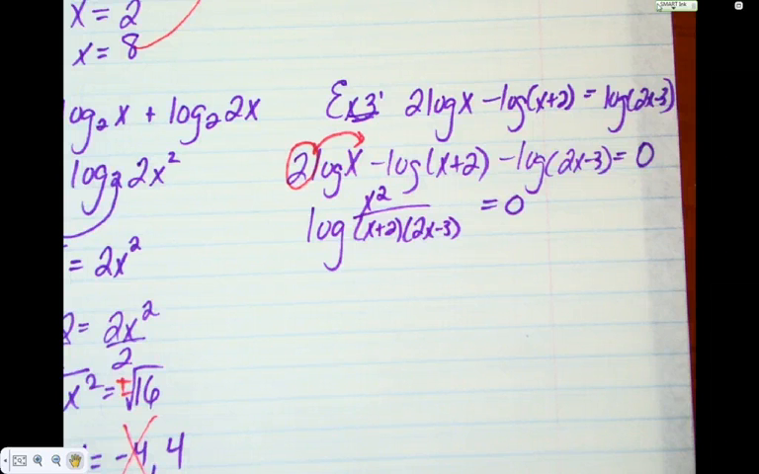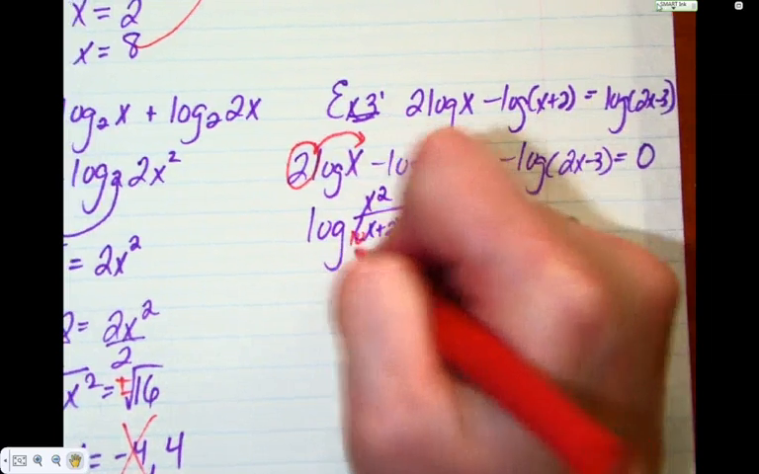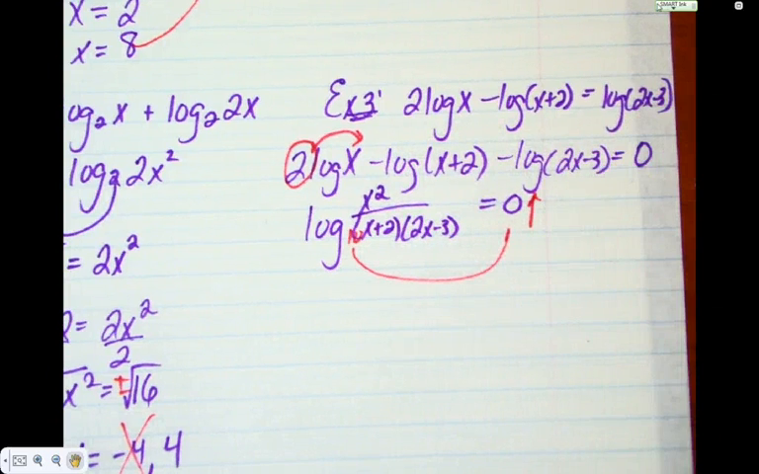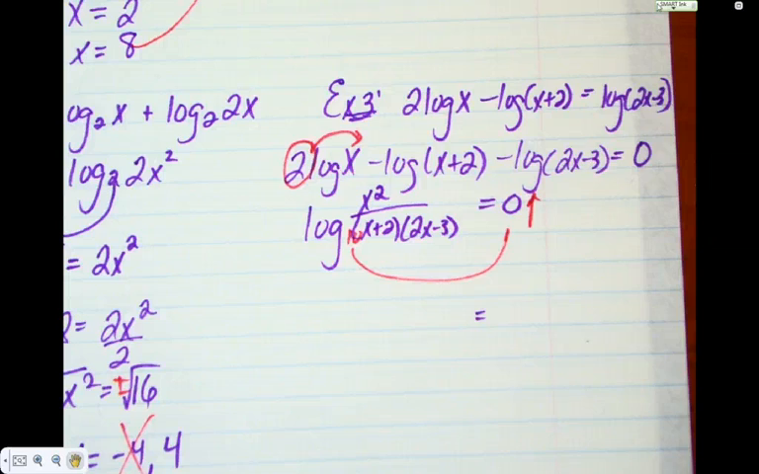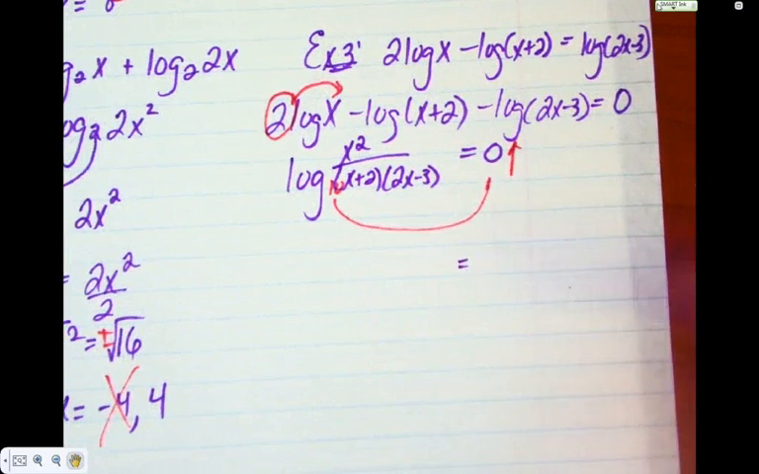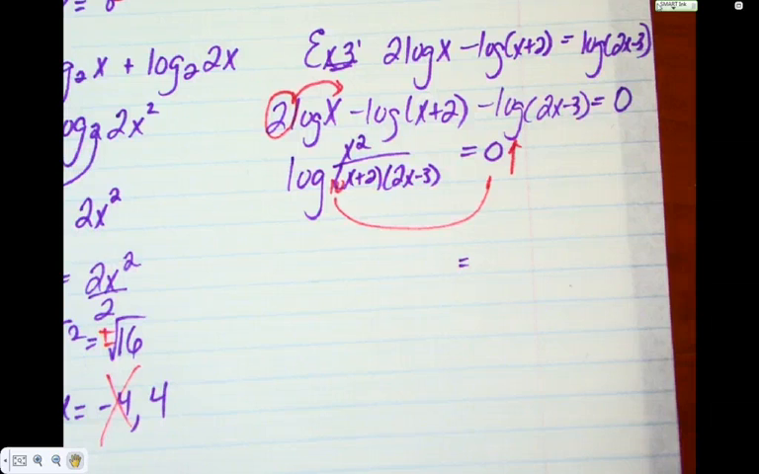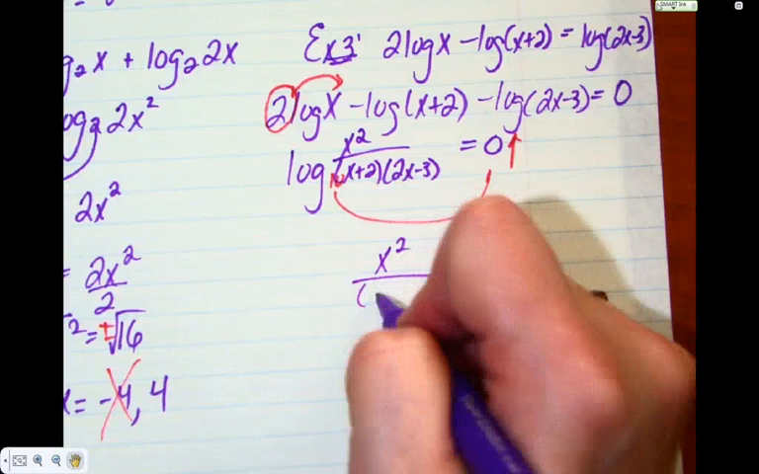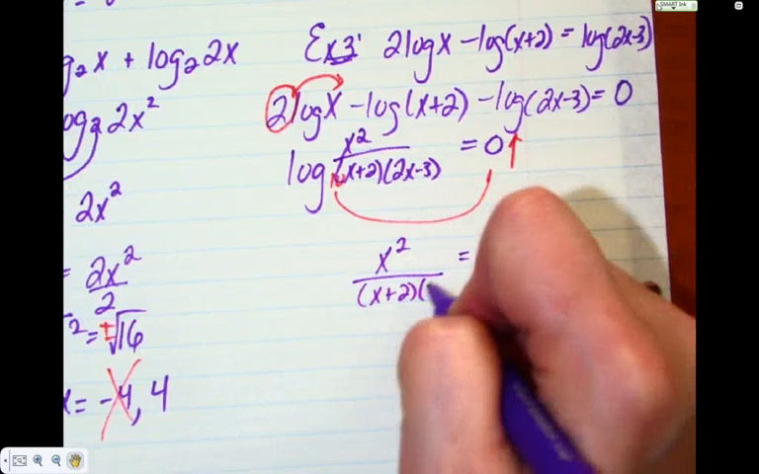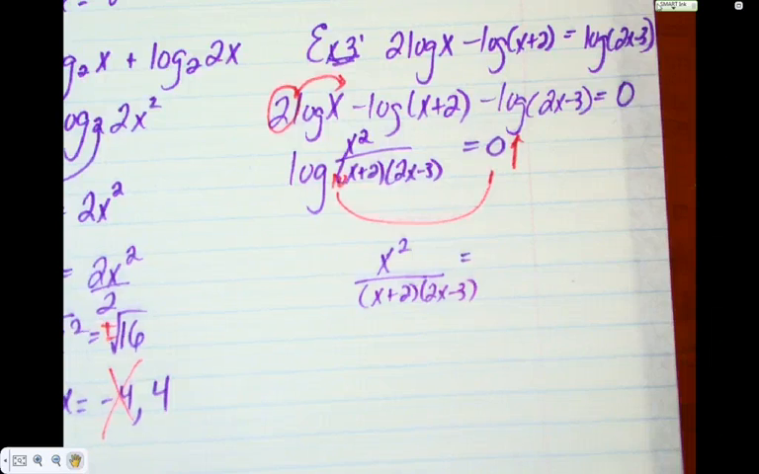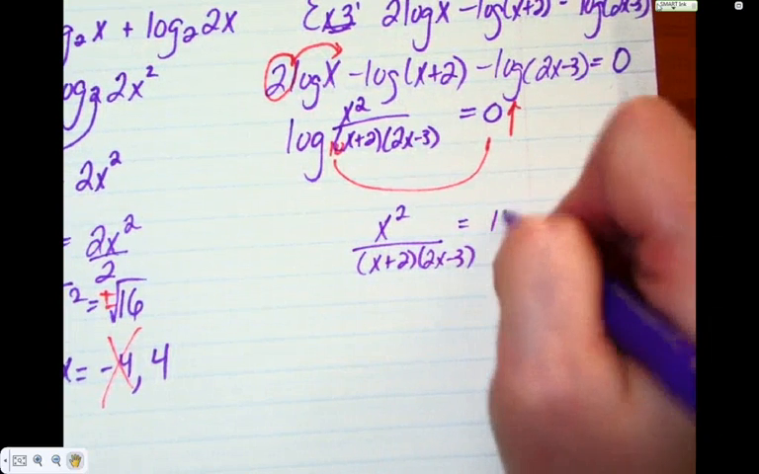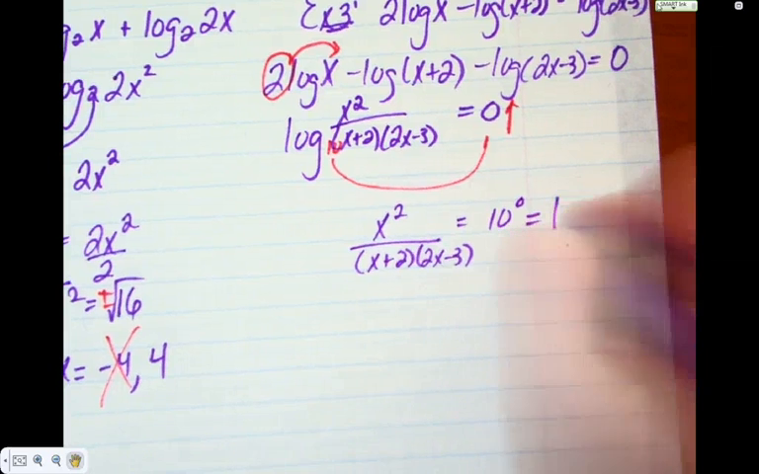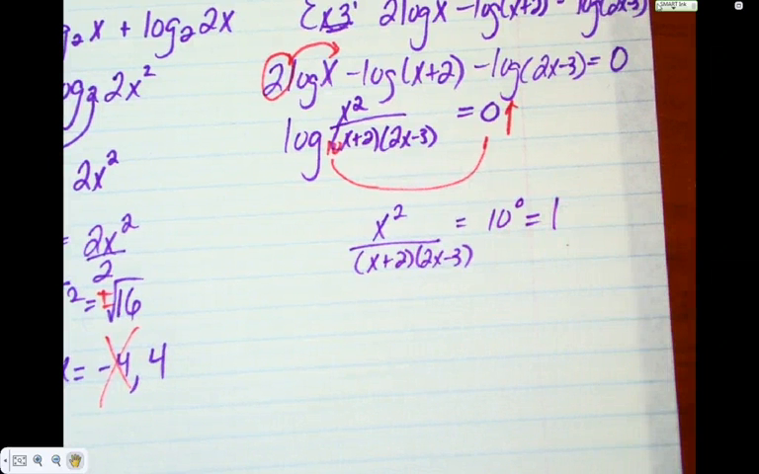Okay, step 3. Convert to exponential. I don't have a base. Oh, well, base 10. Okay, so 10 is going to go over. Bump exponent up. So on the left, what do I have? On the left first. All this: x squared over x plus 2 times 2x minus 3. And on the right, okay, so 10 to the 0, which we know is 1, so you can jump right to 1 if you want to.